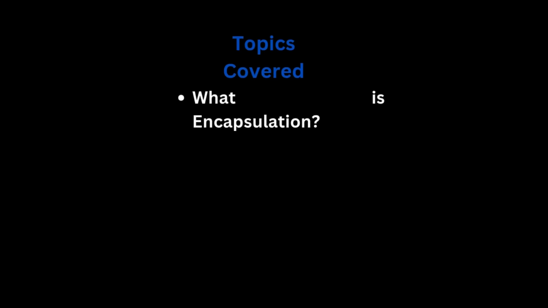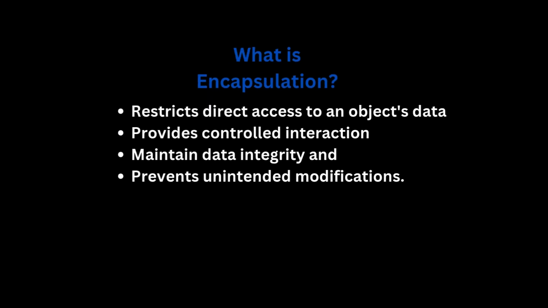In this video, let us see about encapsulation with a real-time use case in Kotlin. So first let us understand what is encapsulation. Encapsulation is restricting the access to the data, which means we cannot directly access the data and make some changes. There is some controlled way to do that. In this way, it maintains the data integrity.